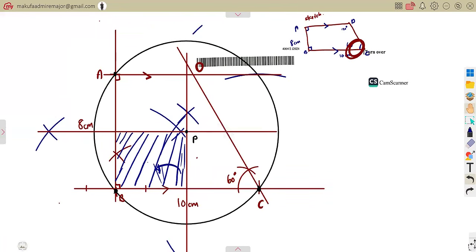But from the measurement that I had, it was something like 6.3, something like that. So I want to see the value that you're going to obtain. It depends on the constructions that you are making, guys. Remember, you're supposed to use a sharp pencil.